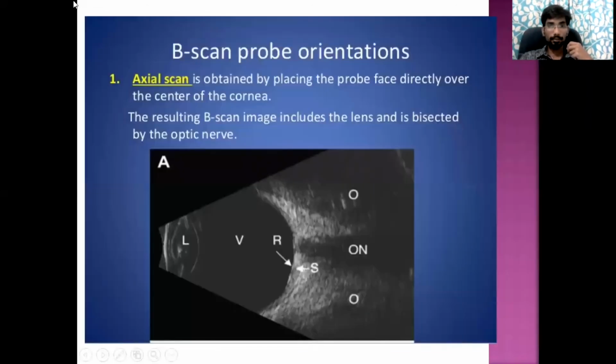In the B scan, we place the probe over the center of the cornea. The resulting B scan image includes the lens and it is bisected by the optic nerve. So in the B scan, this is the lens and the translucent one is the vitreous. And this is the retina and optic nerve shadow.